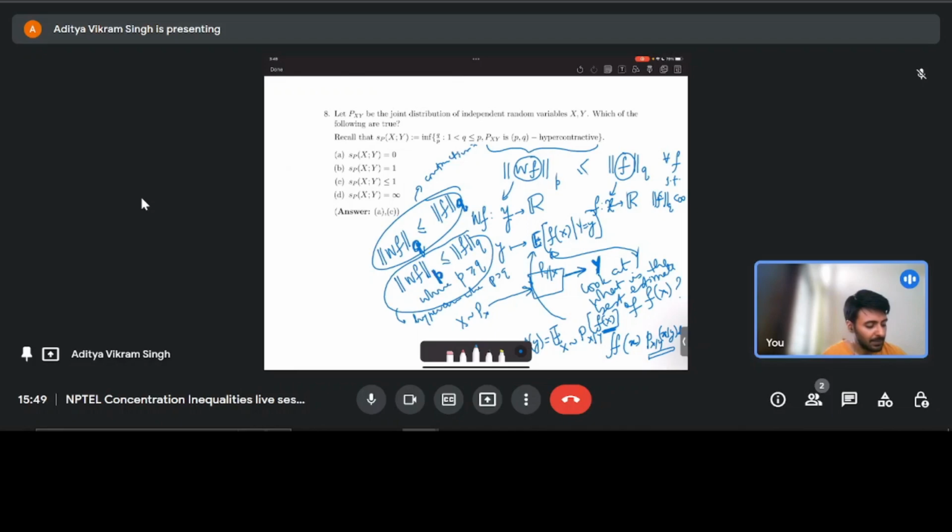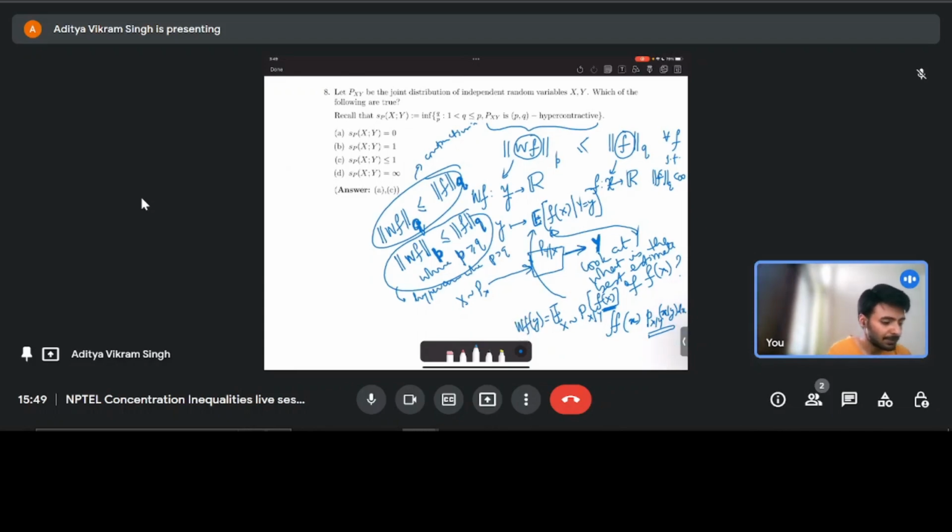So we are saying that the pth norm of Wf is smaller than the qth norm of f, where p is bigger. This is a stronger statement, and that is why we call this hypercontractivity. There's a hypercontraction going on. Okay, so just to review for myself what hypercontractivity is.